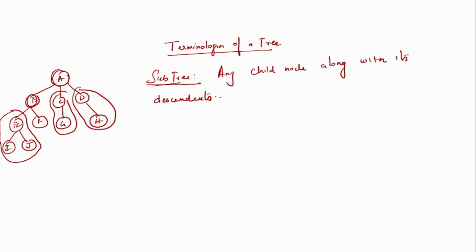So these are some of the terminologies of a tree which we have seen. This will be useful for competitive examinations. For example, I have already told you that the height of a tree is always equal to the depth of a tree, whereas the height of a node might or might not be equal to the depth of a node. So these kinds of questions might come in competitive examinations.